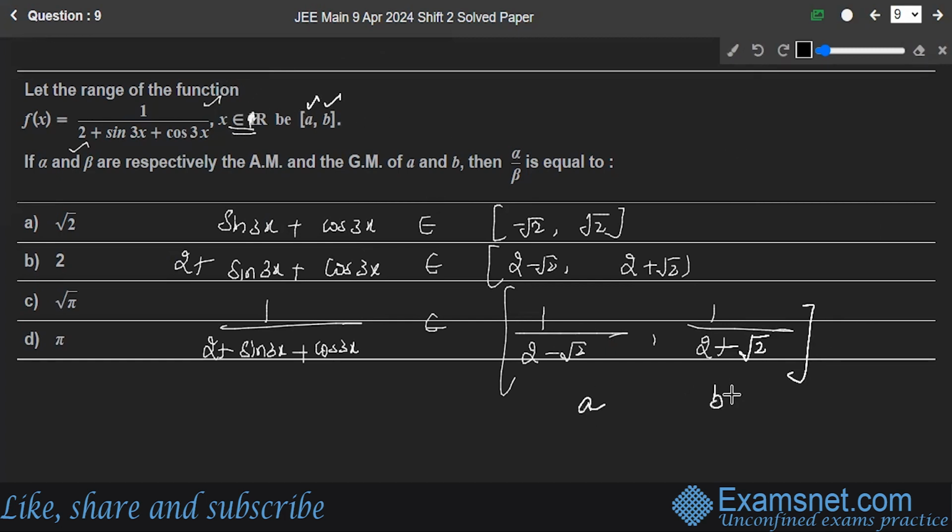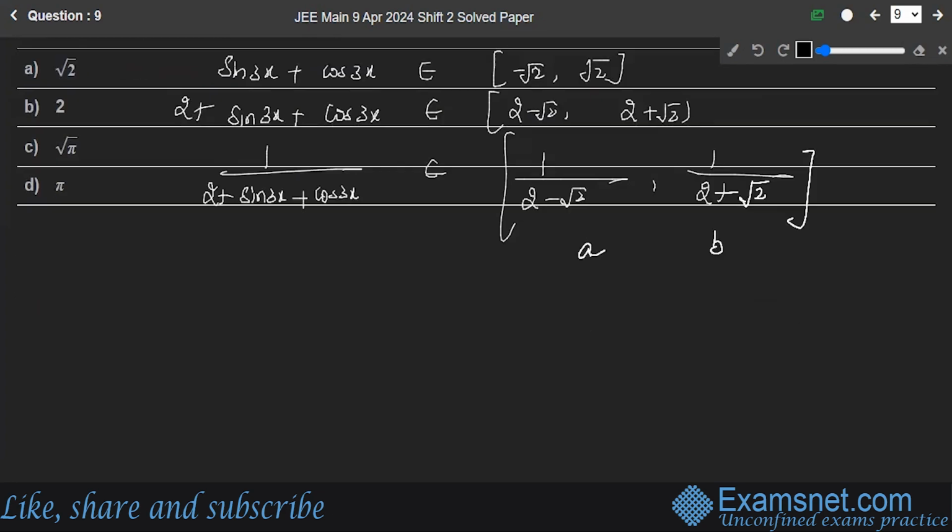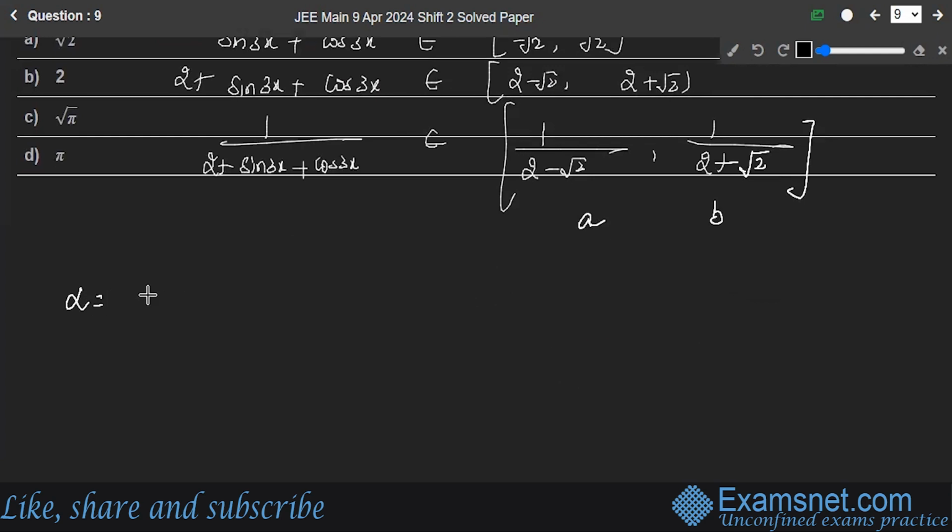So that means this is your A and B. If alpha and beta are the AM and GM of A and B, so AM, that is your alpha, is the sum of the roots divided by 2. That is equal to 1 by 2 of this.